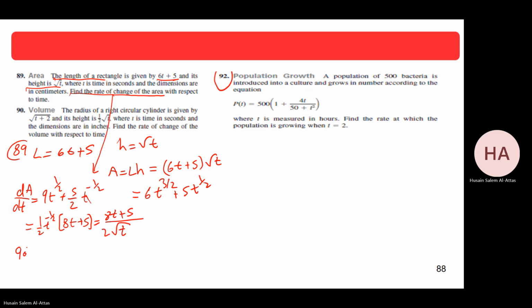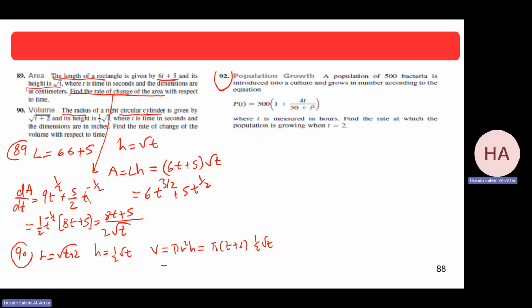Same idea. He gave you the radius of a circular cylinder. We have R equal square root of t plus 2, and the height equal half square root of t. I know that the volume for the cylinder is pi r squared h. So it will be pi (t plus 2) times half square root of t.